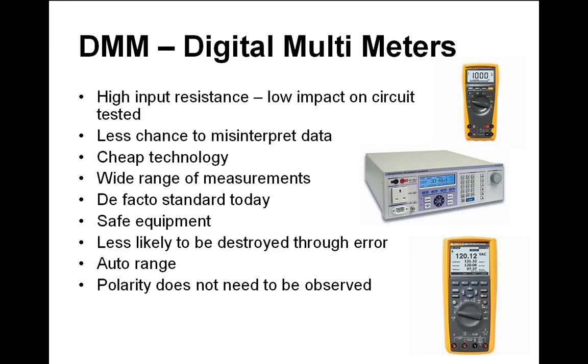If you put the wrong range in, say you're measuring 200 volts and you put the 20 volt range in, all it'll do is come up with an overflow or overload message, and then you just change the range and everything is fine. You can use the auto range ones, where you don't have to bother about anything, and the biggie is they're almost impossible to destroy.